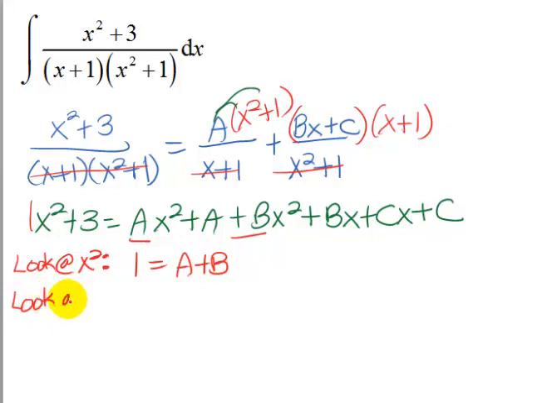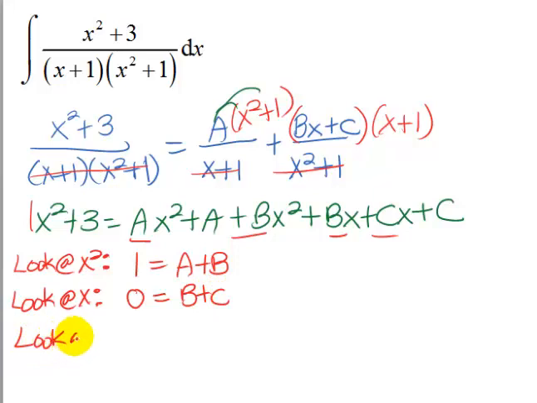Now we're going to look at the x terms. On the left-hand side, there are none. On the right-hand side, we have B plus C. And now we're going to look at the constants, and what we mean by constants, in this particular case, is no x. So we have 3 equals A plus C, right here.